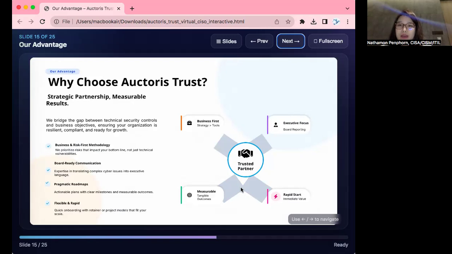We are also measurable. We provide the KPIs: what are the tangible outcomes from this service to you? And before you make a decision, we make sure that we are on the same page, aligned on the deliverables and the key indicators that we will have to achieve.